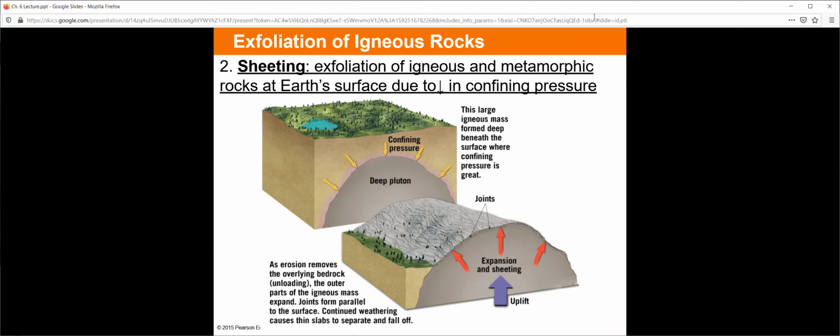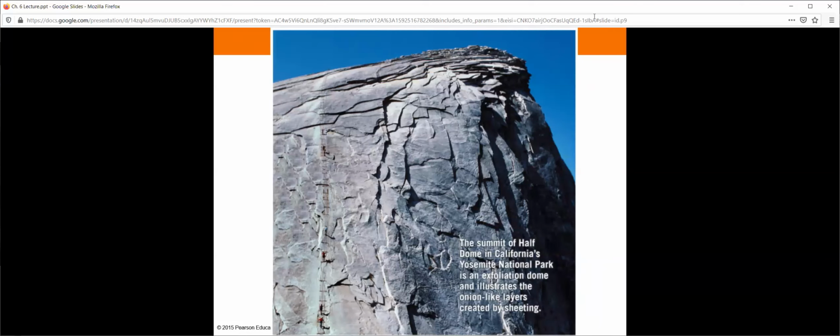Sheeting is the exfoliation of an igneous or metamorphic rock that happens at the Earth's surface due to the Earth's surface having less pressure. In this example here, we have a Pluton. We talked about Plutons previously. These are the igneous magma chambers that have cooled and solidified. Over time, the soil on top of this Pluton will erode away, and perhaps something from the Pluton will uplift it up. And when this uplifting occurs, the lack of pressure on that Pluton will cause the rocks to essentially break open and breathe a little bit, giving you this sheeting effect as shown here.